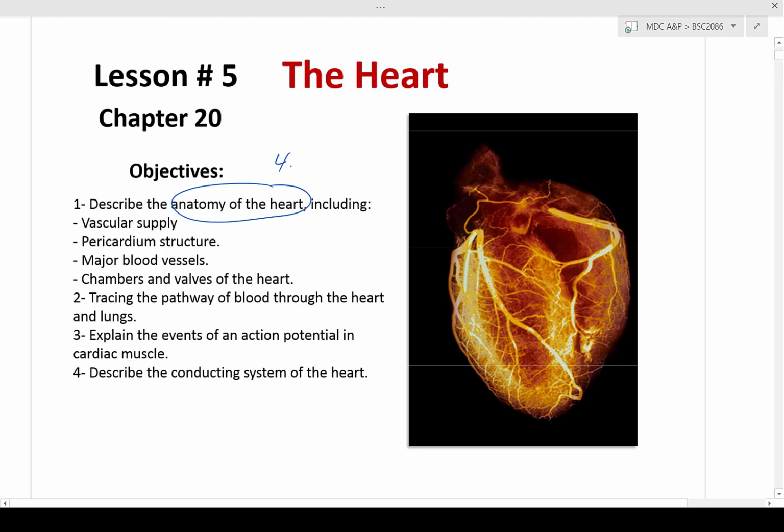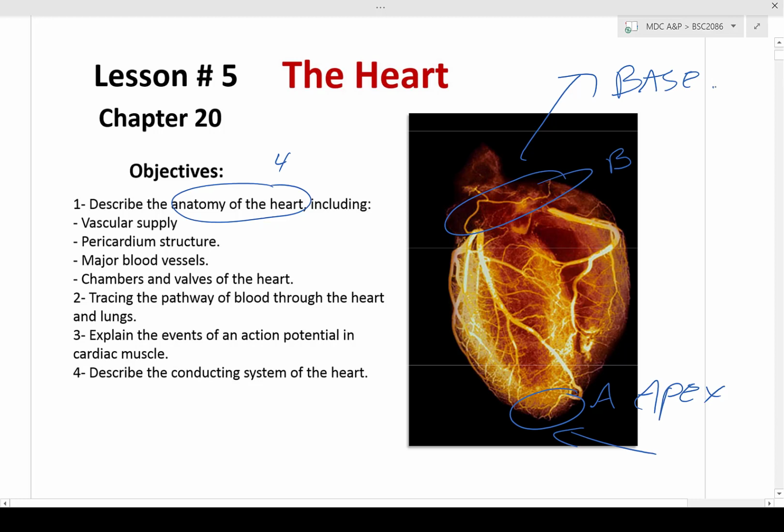The heart, what are the bottom parts? What is this part right here? And what is this part right here? So what is A and what is B? That's called the apex. What is this? That's called the base. So apex and base of the heart.